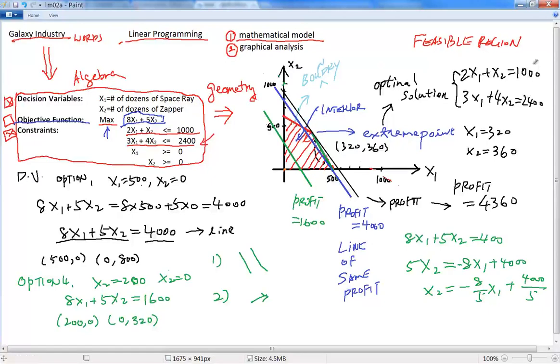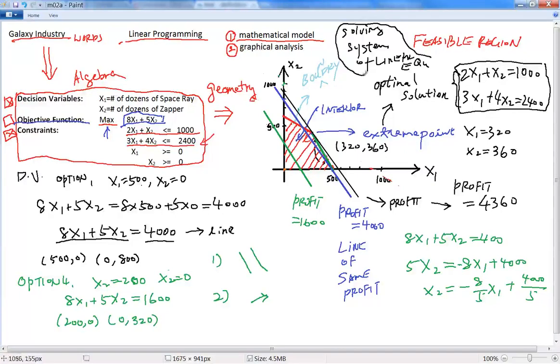So if you have trouble solving this type of system of linear equations, you can always Google "solving system of linear equations". And there are lots of websites that provide great examples and practice problems that you could work on by yourself.